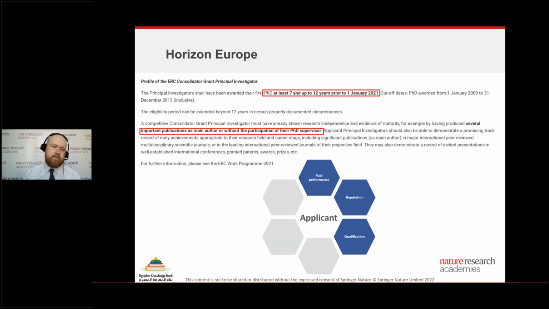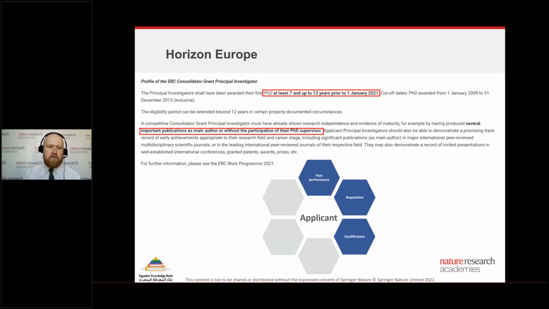They're also highlighting that this opportunity is only available for people who've had their PhD in the last 7 years, and they want the applicant to have several important publications as main author, or without the participation of their PhD supervisor. So again, this is going back to what we discussed earlier. They're already highlighting they expect the applicant to have demonstrated past performance, reputation, and also suitable qualifications.